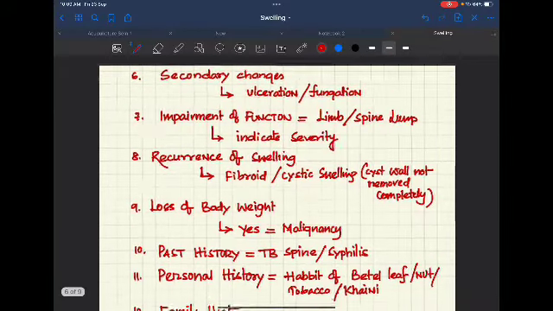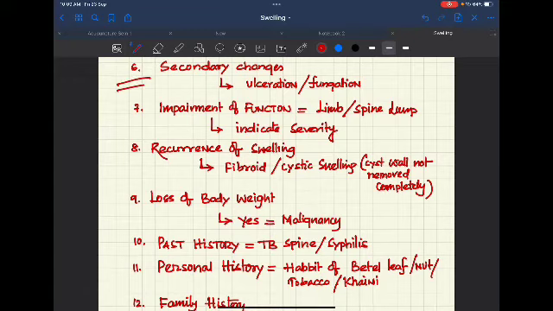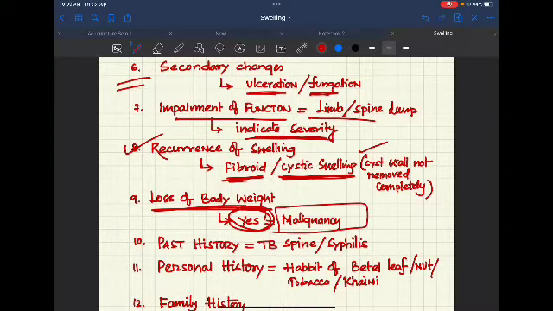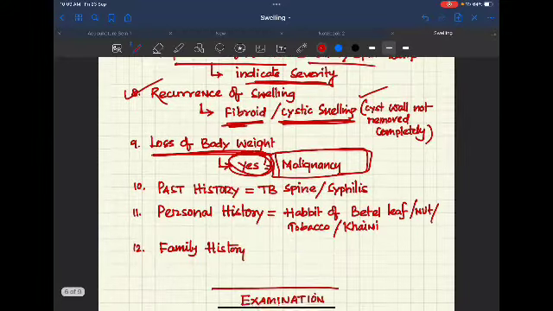So this is important. Any secondary changes you have to look for, or ask about, like ulceration or fungation, impairment of function. In case of a limb, if you have an injury to your limb, is there any impairment in your function? It indicates the severity of the disease. Recurrence of the swelling, like fibroid, will recur again and again. And in case of cystic swelling, if you don't remove the cyst wall, it will come again and again. Loss of body weight, yes, if there is loss of body weight, then it is always an indicator of malignancy, what we call cachexia.